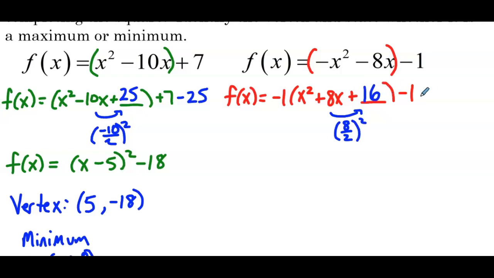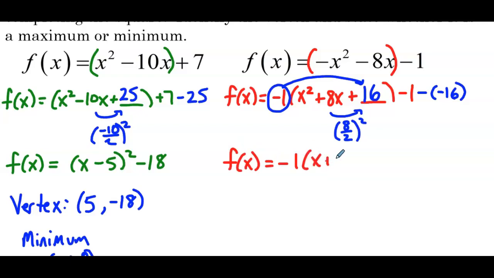Now when we think about what we have to adjust here, remember, we have to think about distributing that negative 1 out first, so it would really be negative 16. So we're subtracting negative 16 to keep things balanced. So that means f of x equals negative 1 times x plus 4 squared after we factor the perfect square trinomial. And then negative 1 plus 16 is plus 15.